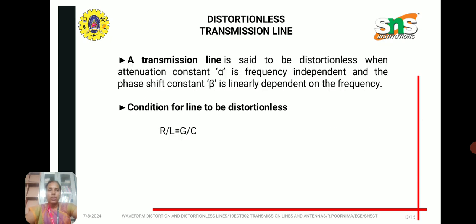Condition for a distortionless line. A transmission line is said to be distortionless when the attenuation constant alpha is frequency independent and the phase shift is linearly dependent on the frequency. The condition for the line to be distortionless is R/L = G/C.